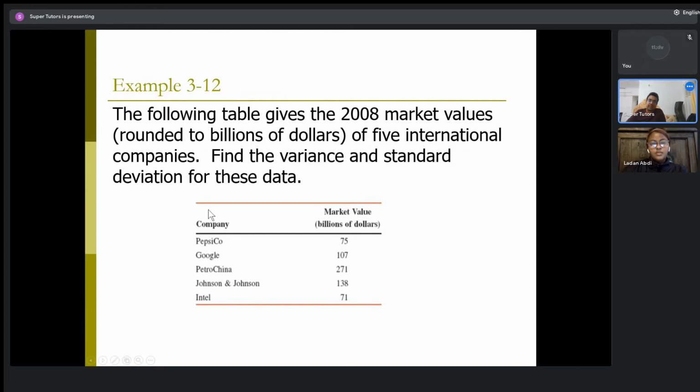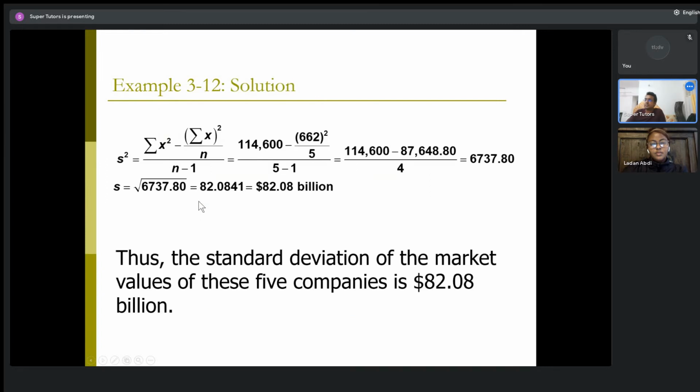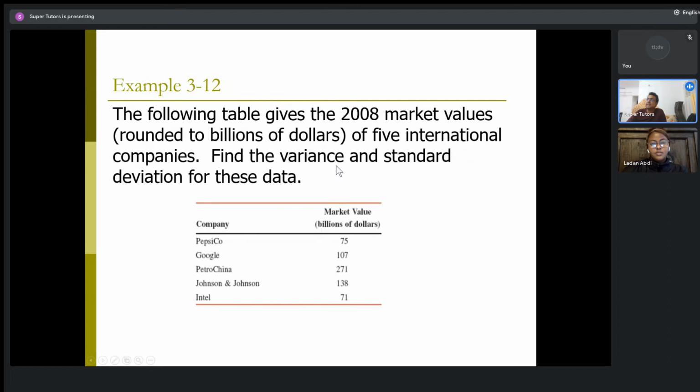So how do we calculate it? Now this says 2008 market values of 5 international companies. Is it a sample or is it a population? That's a sample. And how do you know that? Because it says 5 international companies. There can be like 5 million international companies, we don't care, but definitely more than 5, right? Common sense. So it's a sample.